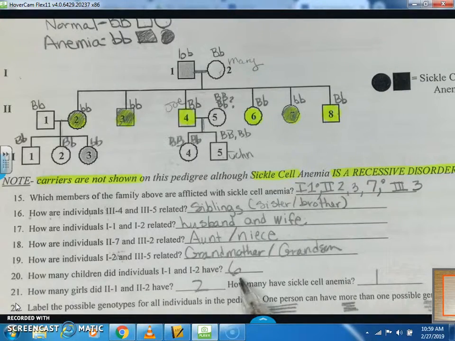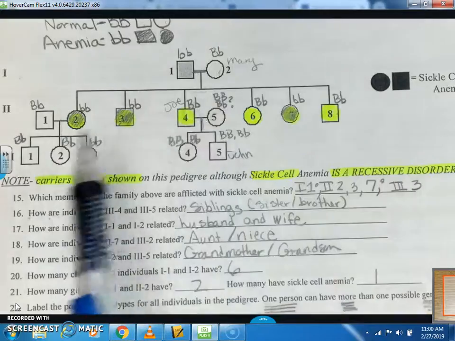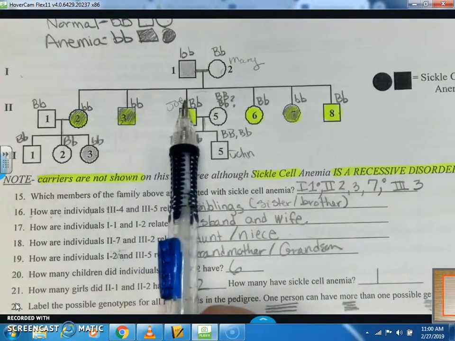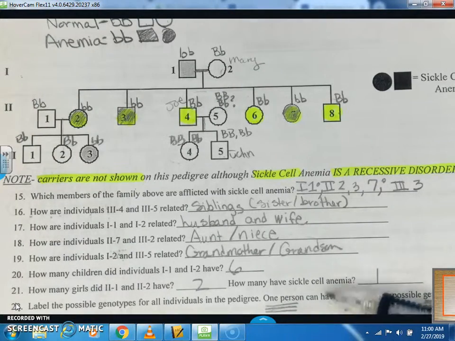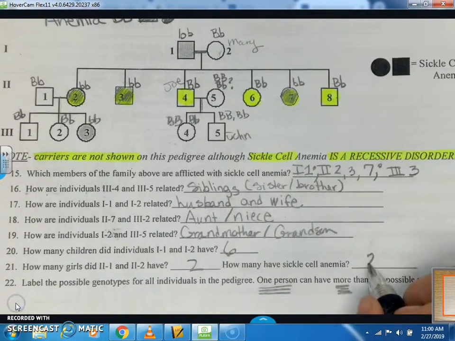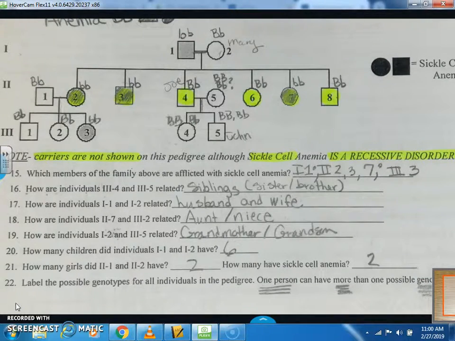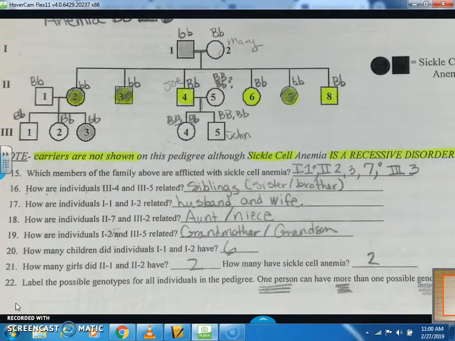How many children did individuals 1 and 2 have? Well, let's take a look. 1, 2, 3, 4, 5, and 6. How many girls did they have? 2. And how many have sickle cell anemia? That answer was wrong. They had 2 girls who had sickle cell anemia.